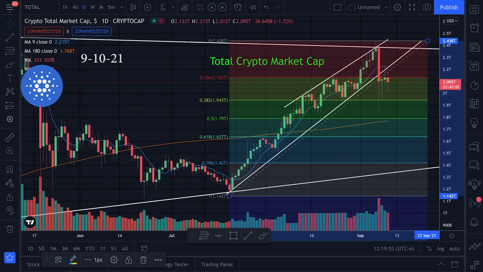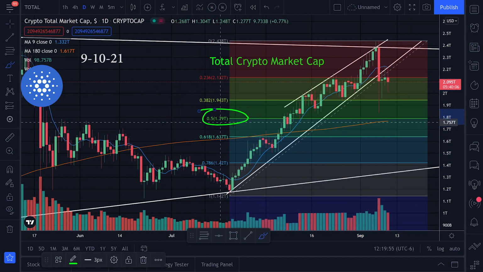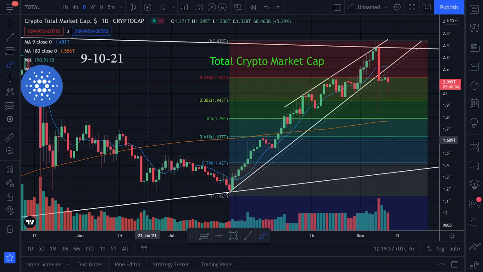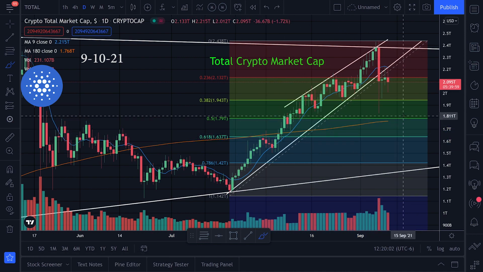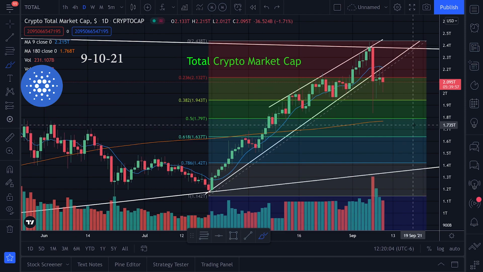And I'm kind of looking at this 50% level at around 1.79 trillion. On the daily time frame, we have this 180 moving average, this orange line coming in right there, and it looks like it's lining up right in that area.